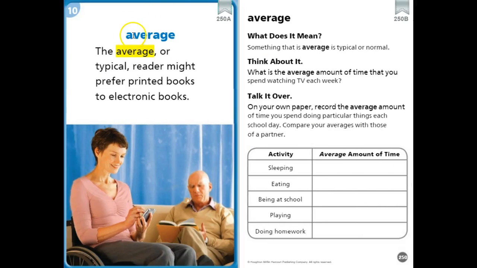Last word, read it with me. Average. The average or typical reader might prefer printed books to electronic books. Something that is average is typical or normal. What is the average amount of time that you spend watching TV each week? Using a chart like the one below, think about the average amount of time you spend doing these particular things each school day. Compare your averages with your learning adult.